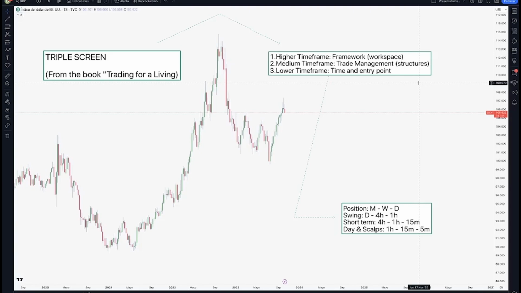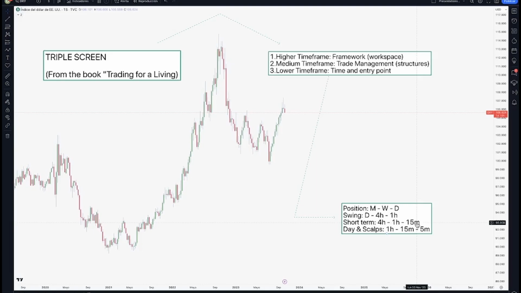Before I show you an example of this strategy, I want to tell you that this triple screen can work for any type of trader you are. For example, if you are a position trader, your three screens or time frames would be: the higher one monthly, the middle one weekly, and the lower time frame the daily chart. If you are a short-term trader, the higher time frame will be 4 hour, medium time frame 1 hour, and lower time frame 15 minutes. So let's go into an example.